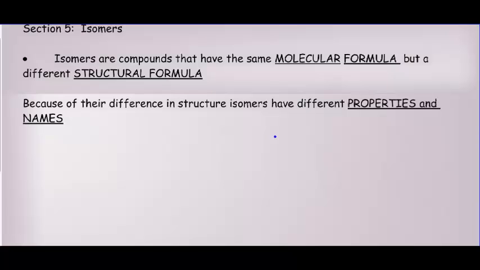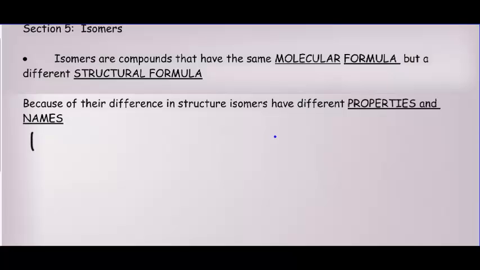Isomers are compounds, and they are compounds that have the same numbers of all the atoms. So they have the same MOFO, they have the same molecular formula, but they have a different structure, and they will have a different name. So for example, we can give isomers of butane.